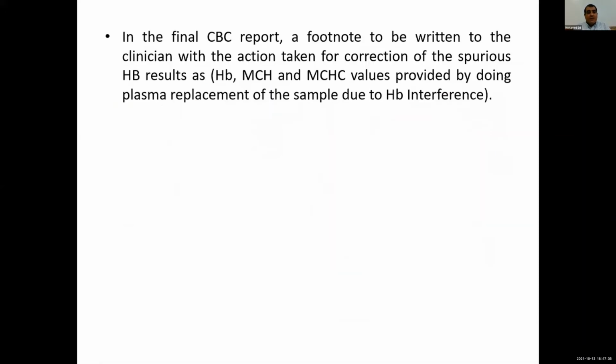One of the most important issues is to write a footnote describing the action specifically done for the correction of this spurious CBC result. This footnote should be attached with the CBC report, and they should be presented to the treating clinician. As an example, we can write here in the footnote: hemoglobin, MCH, and the MCHC values provided by doing a plasma replacement of the sample due to hemoglobin interference.